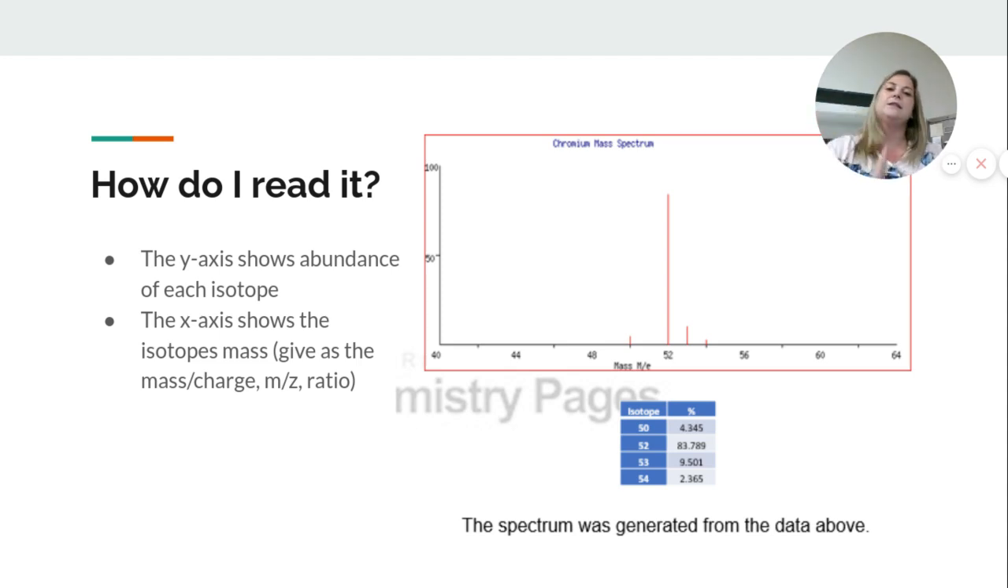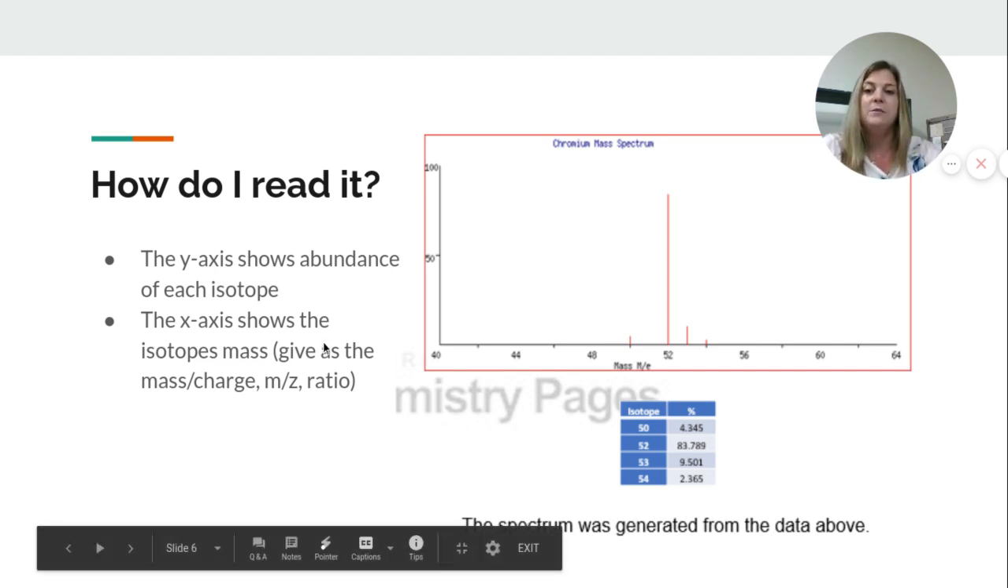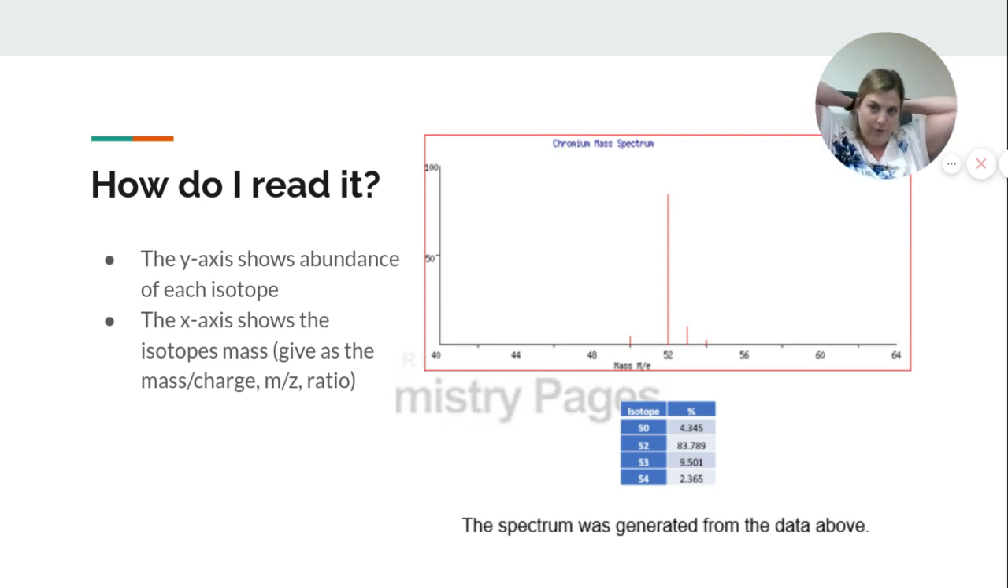On the x-axis, like I said, you can read it as your mass. It does technically measure your mass to charge ratio. So they call it the m/z ratio. So if a question asks about the m/z ratio, they are just asking about the mass of those isotopes.